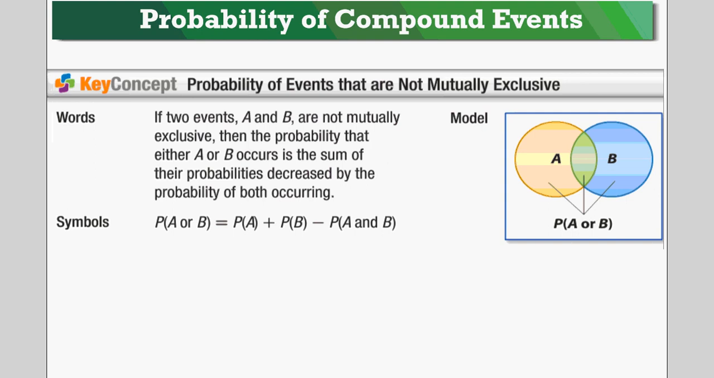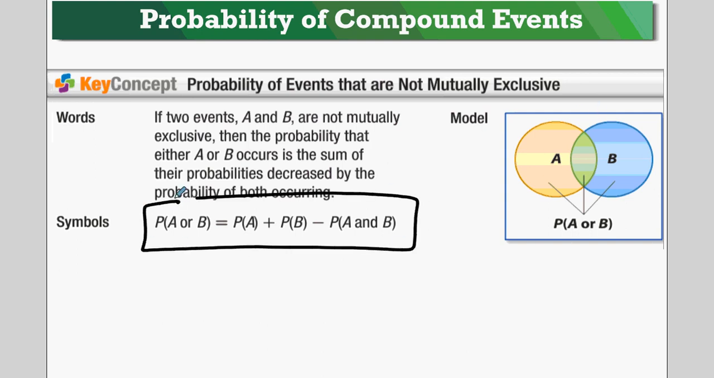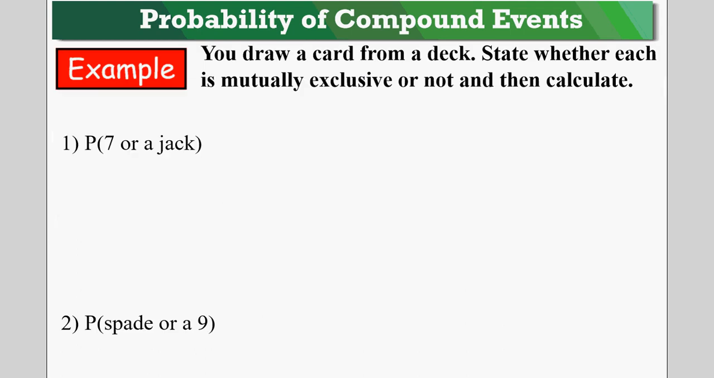And because they can occur at the same time, I need to subtract off the likelihood of them occurring at the same time because it got counted twice. It got counted once for A's probability and once for B's. So if 2 events have overlap, you need to subtract off their overlap because it got counted twice. That's the probability formula for not mutually exclusive events.